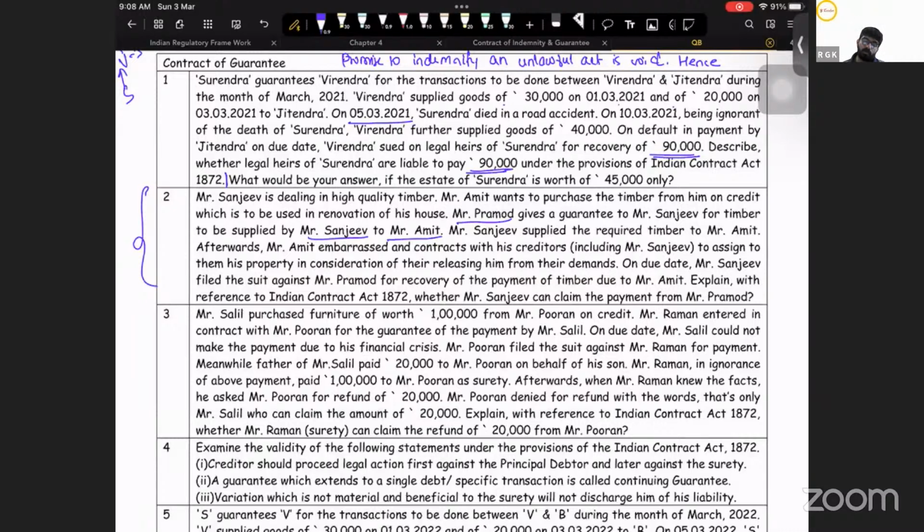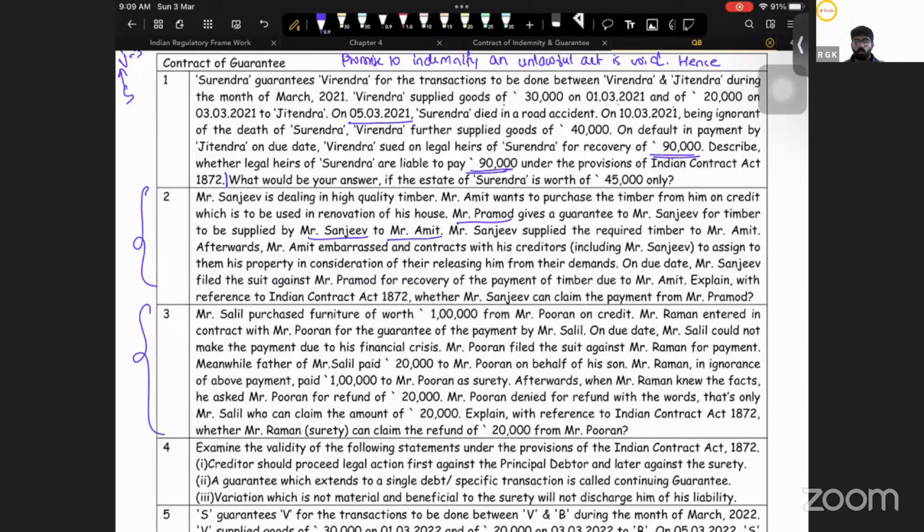Mr. Puran denied the refund, saying that it is only Mr. Salil who can claim the amount of 20,000 rupees. Explain with reference to Indian Contract Act whether Mr. Raman can claim the refund of 20,000 rupees from Mr. Puran. Now, going by the provisions of contract of guarantee, this is a simple question based on liability of surety. And we have understood that liability of the surety is coextensive with that of the principal debtor. So only to the extent of what principal debtor is liable, to that extent surety will be liable.